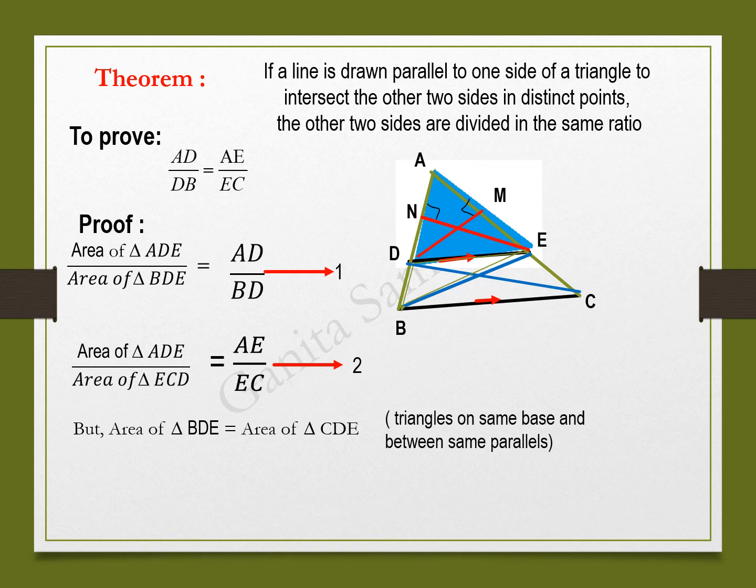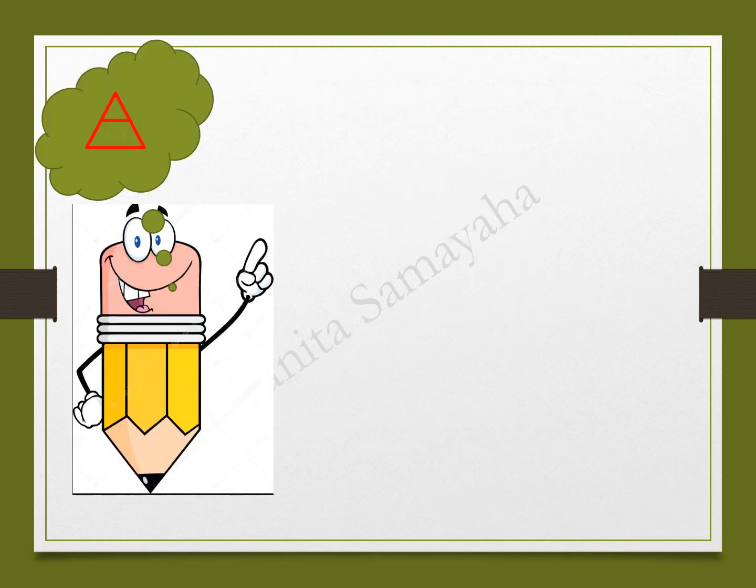Is it clear, children? That means why is AD by BD equal to AE by EC? Things equal to the same thing. These two are different things, but they are equal to the same thing, isn't it? AD by BD is equal to something. AE by EC is also equal to the same thing. So things equal to the same thing are equal to one another. This is the axiom. So from this, we have proved an important statement.